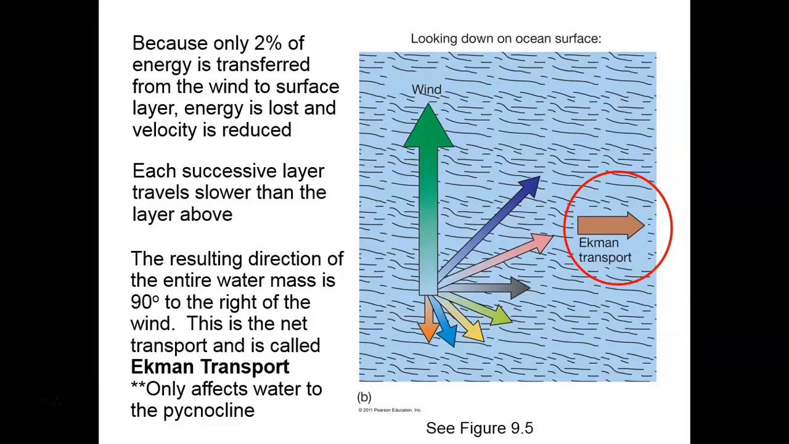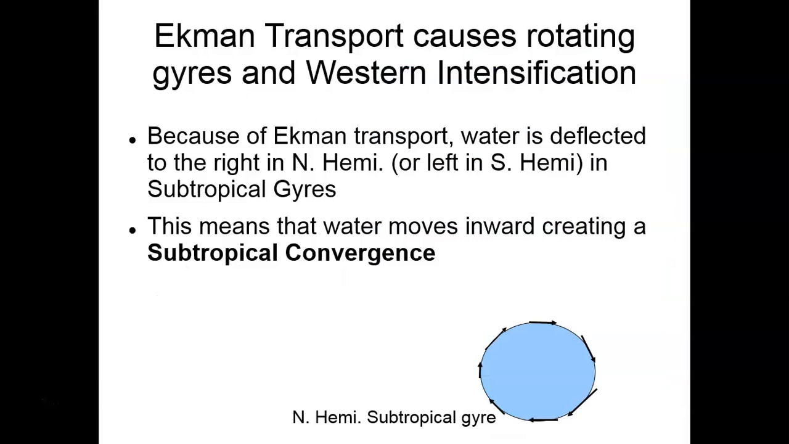So basically just adding up each one of those little layers that creates that spiral, and you get 90 degrees to the right of the wind's direction in the northern hemisphere, or 90 degrees to the left of the wind's direction in the southern hemisphere. Okay, so it's this phenomenon that causes not just the outer currents that are driven by wind to move, but also causes an entire loop of circulating water in the gyres. Okay, so because of Ekman transport, water is deflected to the right in the northern hemisphere or the left in the southern hemisphere in subtropical gyres.